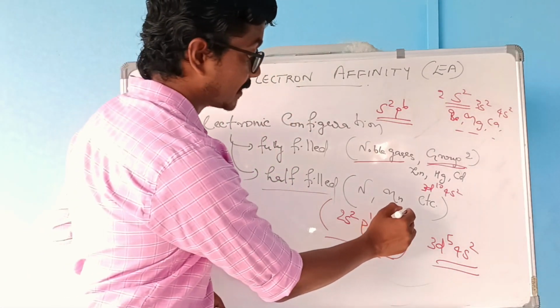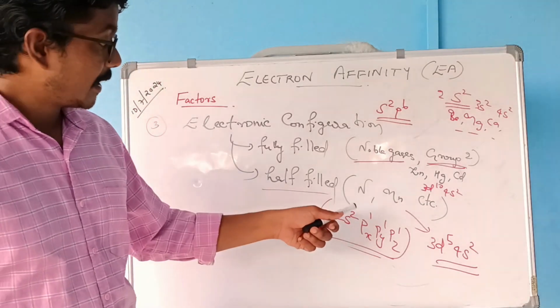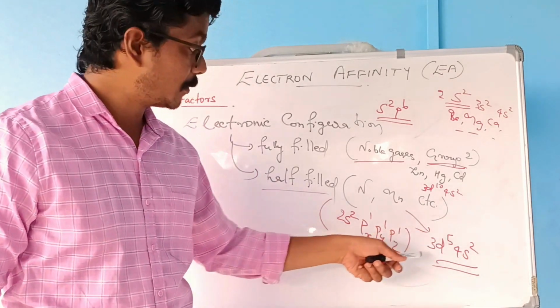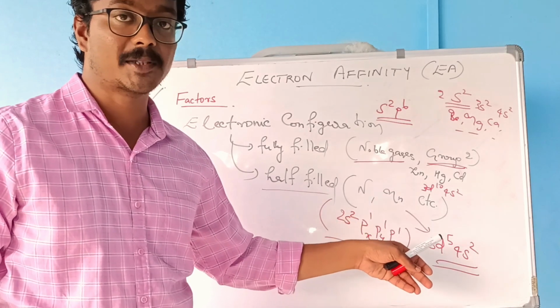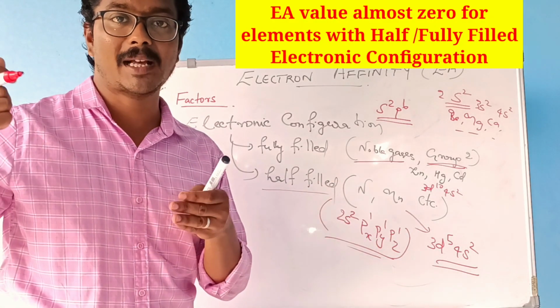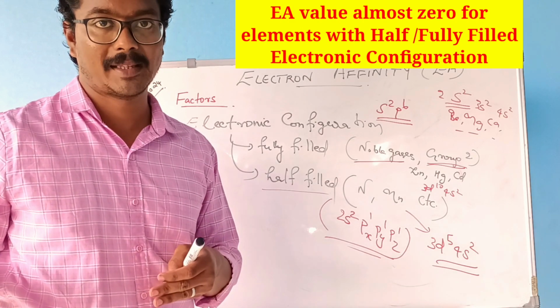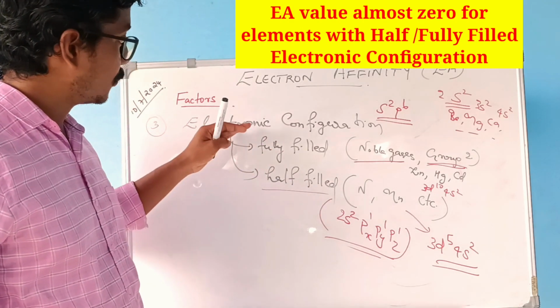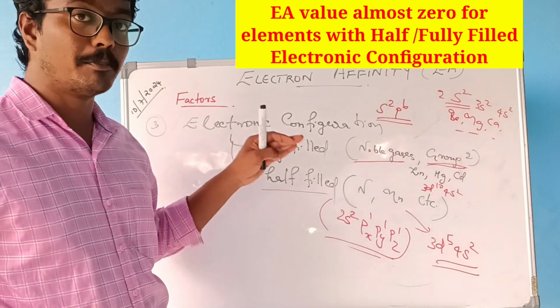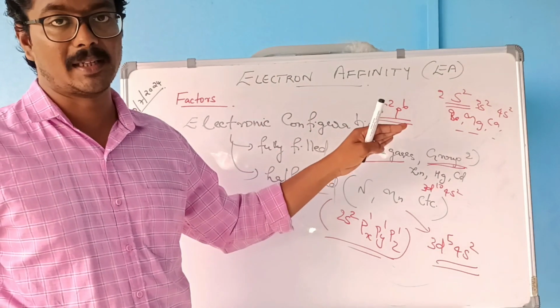Okay, in the case of manganese, a half-filled d subshell and a fully filled s subshell. So we can see that a half-filled subshell also shows a nil tendency to accept an electron to form an anion. Okay, so these are the two factors. The electronic configuration of an element is important in determining electron affinity.